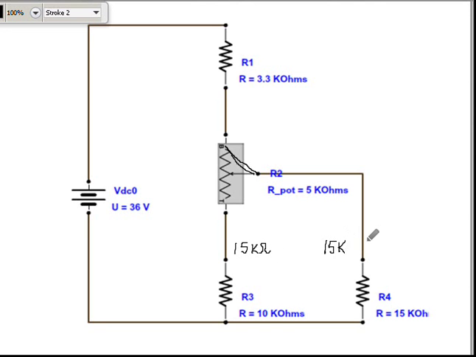special case. If you'll recall, the special case of a parallel network of all like resistors, the equivalent resistance is equal to the value of one resistor divided by the number of resistors. So in this case, it's 15K divided by 2 resistors, or 7.5K ohms.